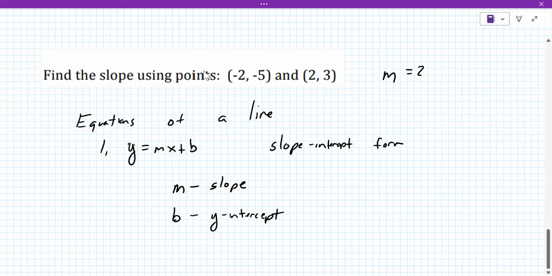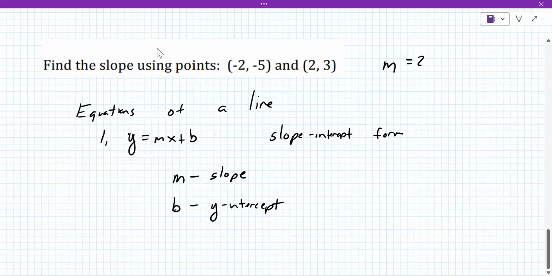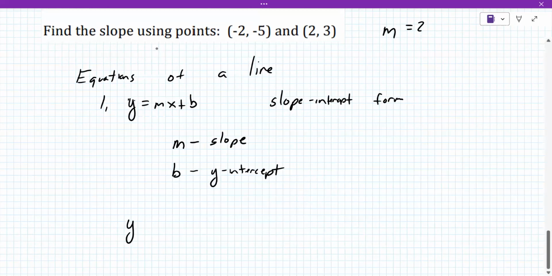Beyond calculating slope, you'll be asked to write the equation of a line. So right now we have the equation y equals 2x plus b. I take that value of 2 and put it in for, I'm sorry, for m. M is the slope. M is 2.